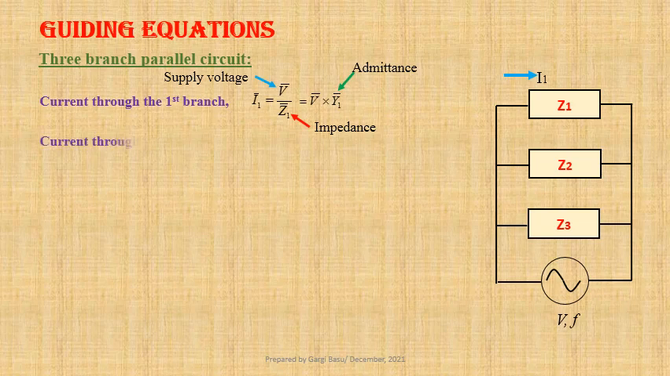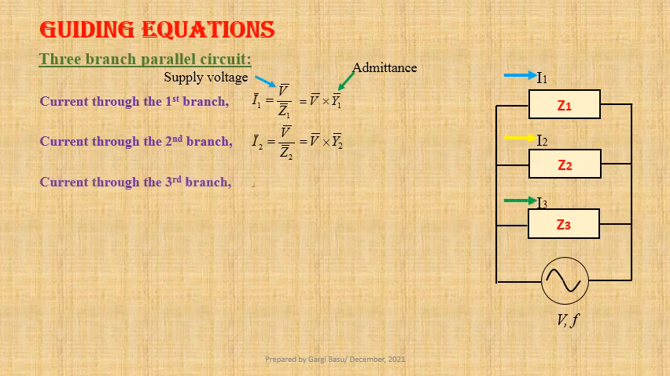Similarly, current flowing through the second branch, I2 equals V divided by Z2, where Z2 is the impedance of the second branch. I2 may be written as V into Y2, where Y2 is the admittance of the second branch. Y2 equals 1 upon Z2. And current flowing through the third branch, I3 equals V divided by Z3, where Z3 is the impedance of the third branch. I3 may be written as V into Y3, where Y3 equals 1 upon Z3 is the admittance of the third branch.